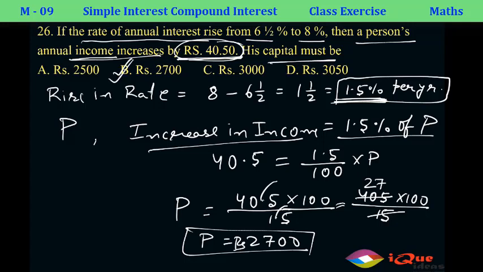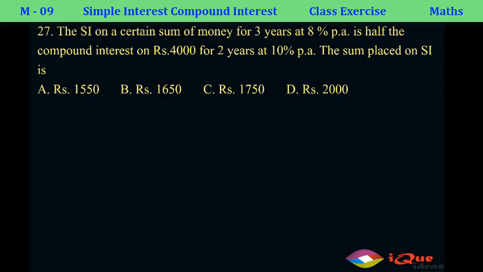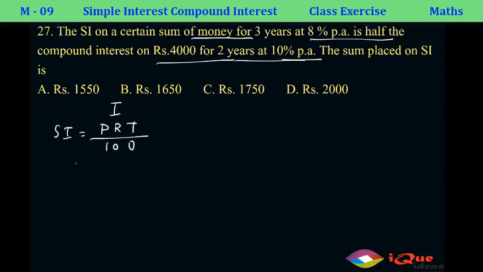Alright, now let's go to the next question. Now this question says the SI on a certain sum of money for 3 years at 8% per annum is half the compound interest on 4,000 for 2 years at 10% per annum. So there are 2 different cases. Alright. So in the first case, the simple interest value will be equal to simply PRT upon 100, wherein the value of P is given. Oh no, it's not given, right? So we have to find the value of P.